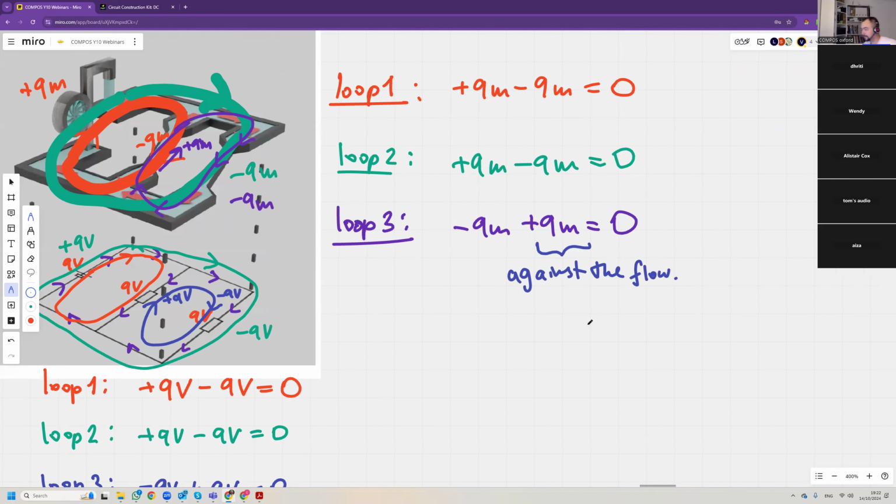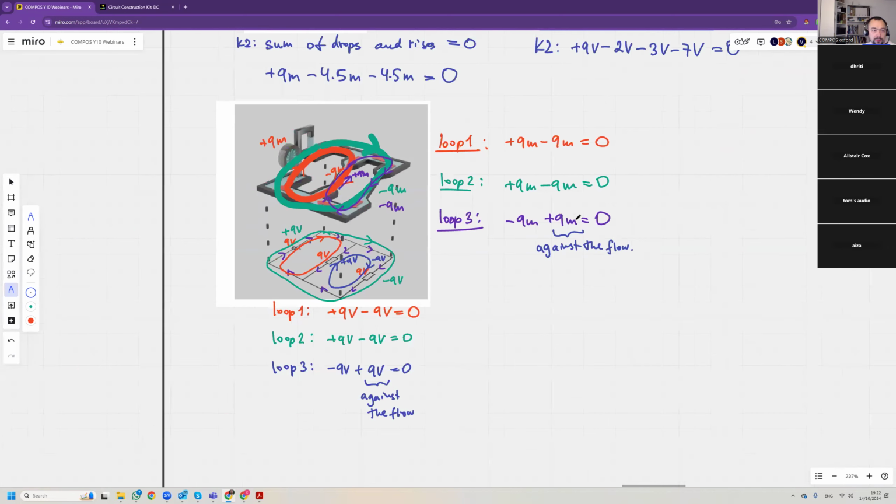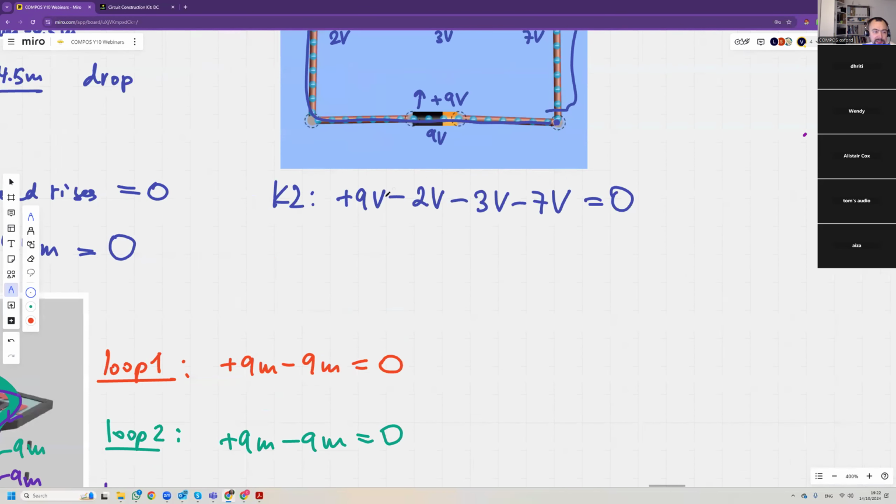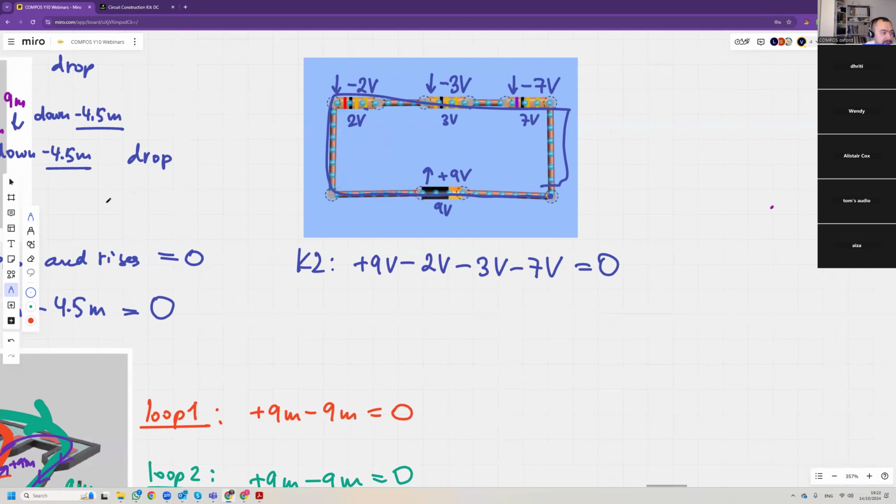Right? Oh, the battery. Yes, sorry. The battery is 12 volts. Apologies. Silly.